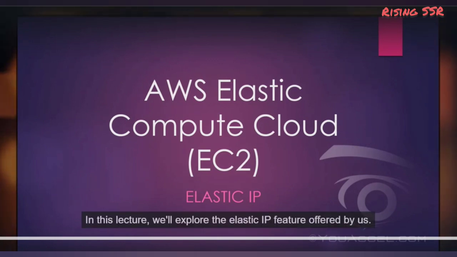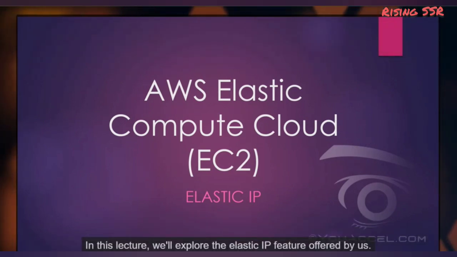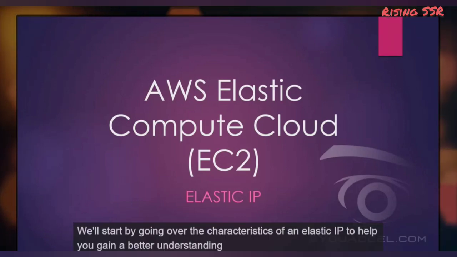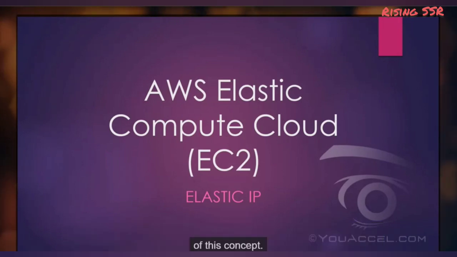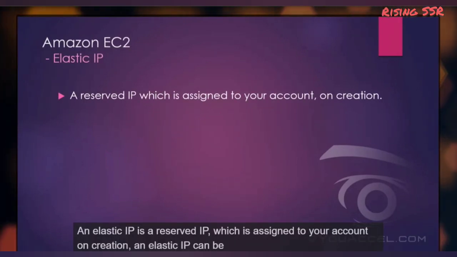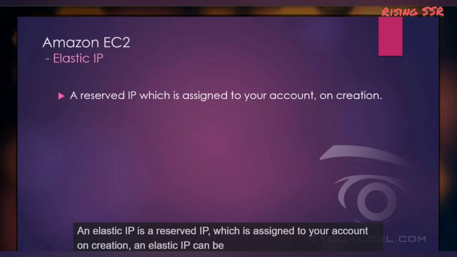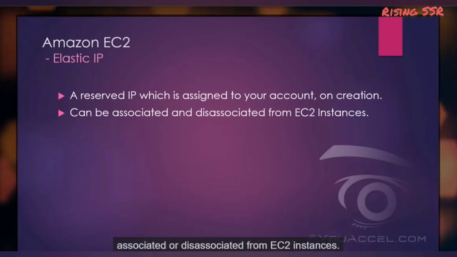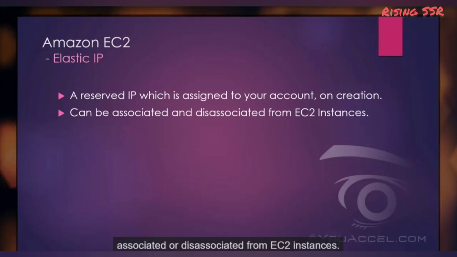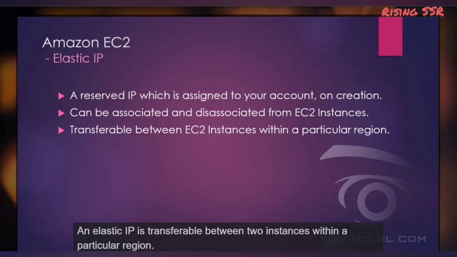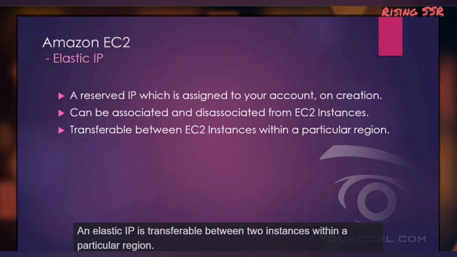In this lecture, we'll explore the elastic IP feature offered by AWS. We'll start by going over the characteristics of an elastic IP to help you gain a better understanding of this concept. An elastic IP is a reserved IP which is assigned to your account on creation. An elastic IP can be associated or disassociated from EC2 instances. An elastic IP is transferable between EC2 instances within a particular region.